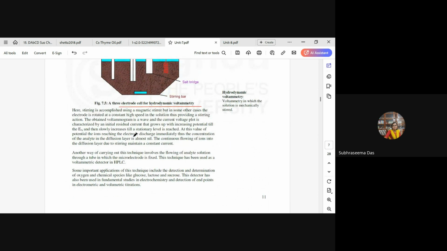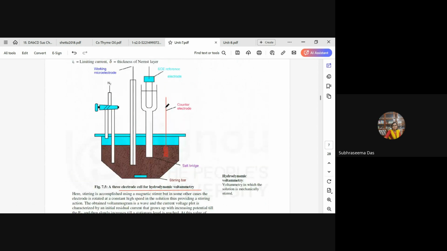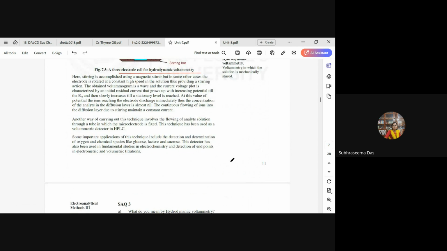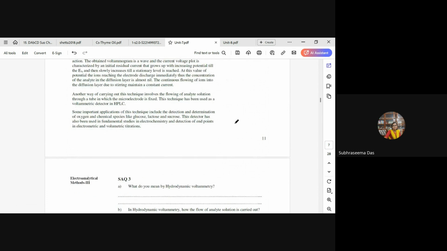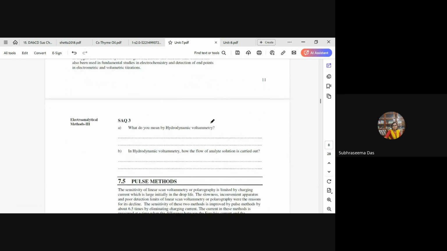Another way of carrying out this hydrodynamic voltammetry involves the flowing of the analyte solution through a tube in which the microelectrode is fixed. Here this is the microelectrode, and this is the solution. Now this technique has been used as a voltammetric detector in HPLC, that is high performance liquid chromatography. Some of the important applications of this hydrodynamic voltammetry are in the detection and determination of oxygen and chemical species like glucose, lactose, and sucrose. This detector has also been used in fundamental studies in electrochemistry and detection of endpoints in electrometric and volumetric titrations.